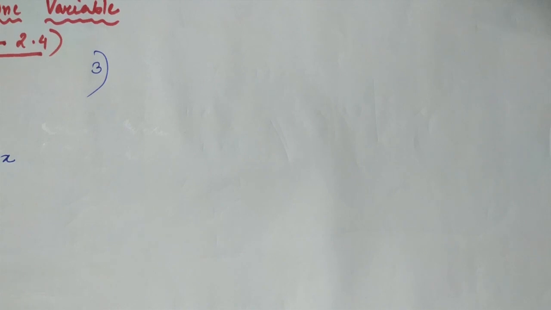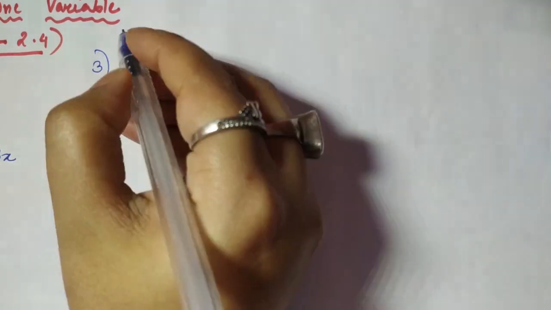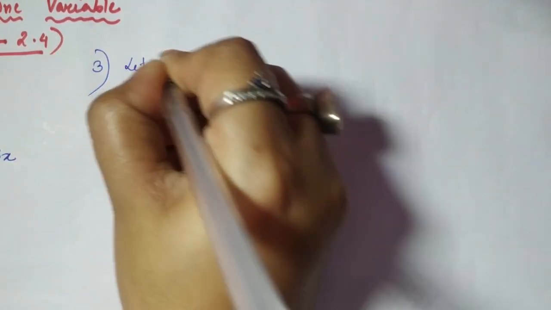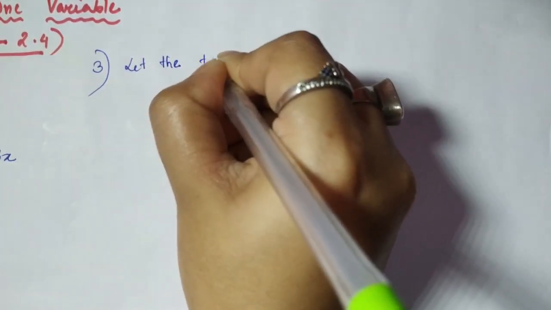The question is: the sum of the digits of a 2-digit number is 9. When we interchange the digits, it is found that the resulting new number is greater than the original number by 27. So what is the number? It is said about a 2-digit number, but we cannot take one digit as x and another digit as y or z, because we are discussing the chapter on linear equations in one variable. So we have to take only one variable.